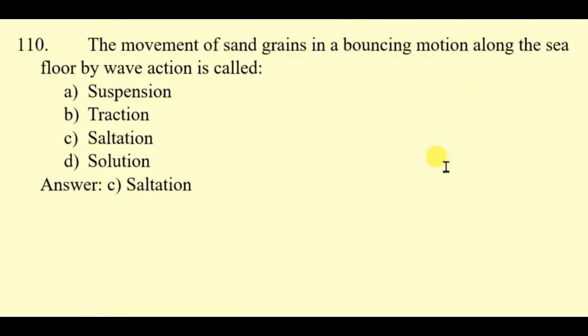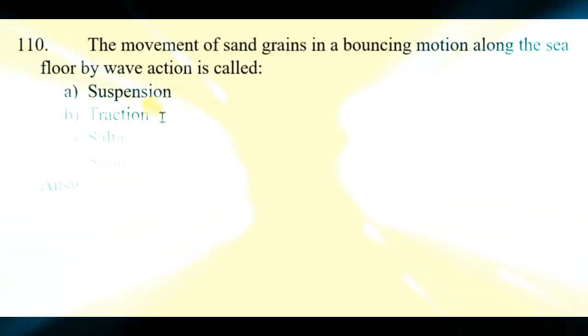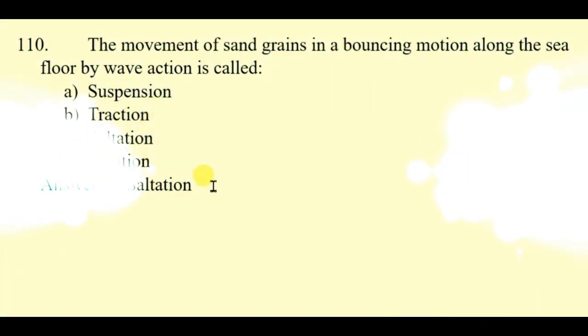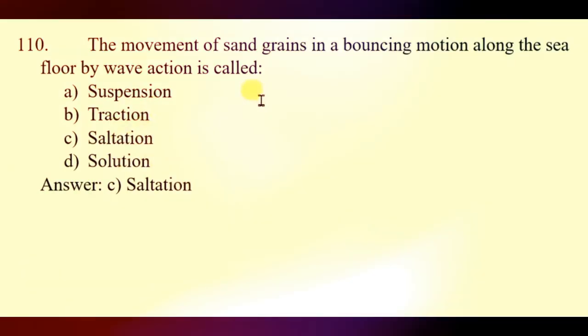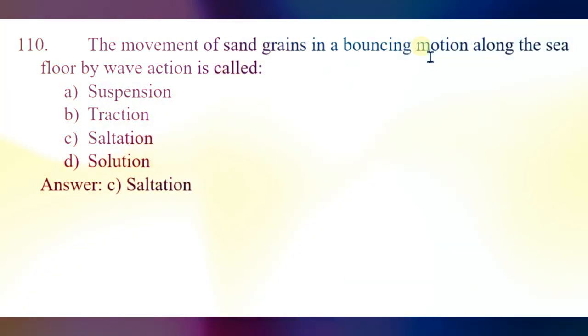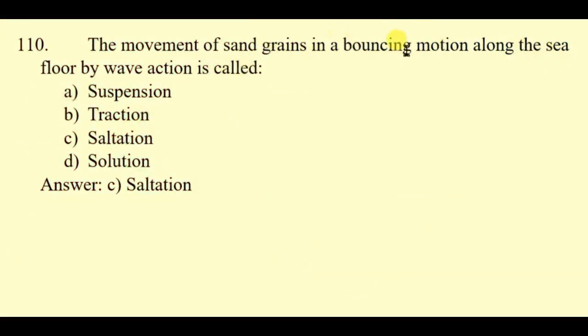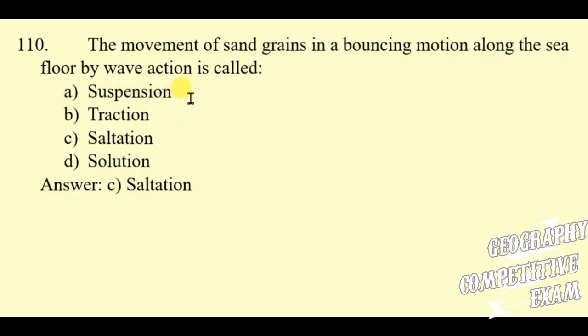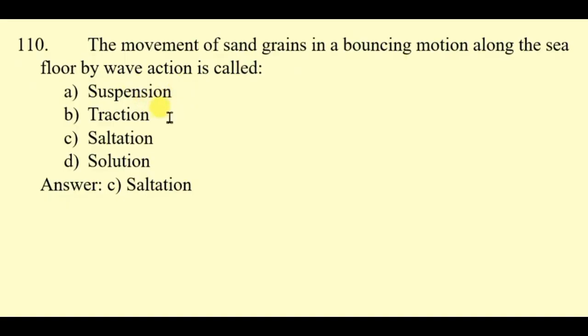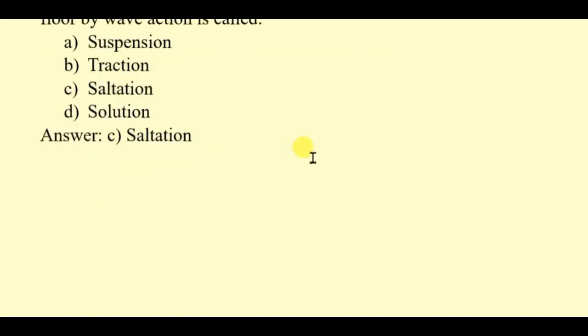Question 110. The movement of sand grains in a bouncing motion along the sea floor by wave action is called suspension, traction, saltation, solution. Here the right answer will be saltation, because solution is a chemical process. Saltation is the dancing or bouncing of the material. Traction and suspension are like flowing or suspended, and traction is different from saltation.